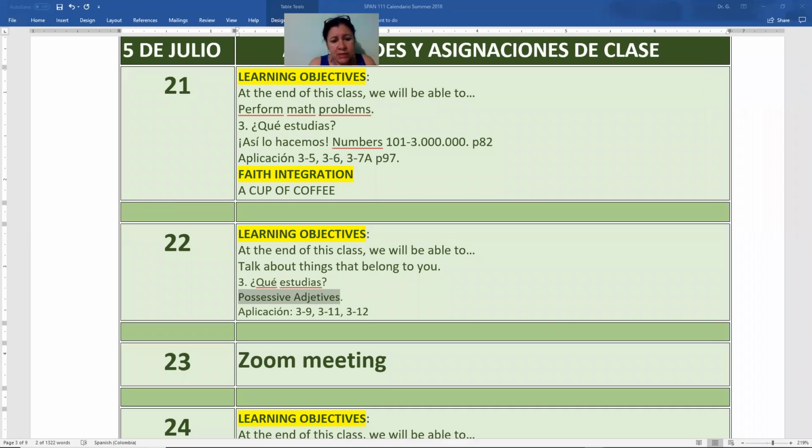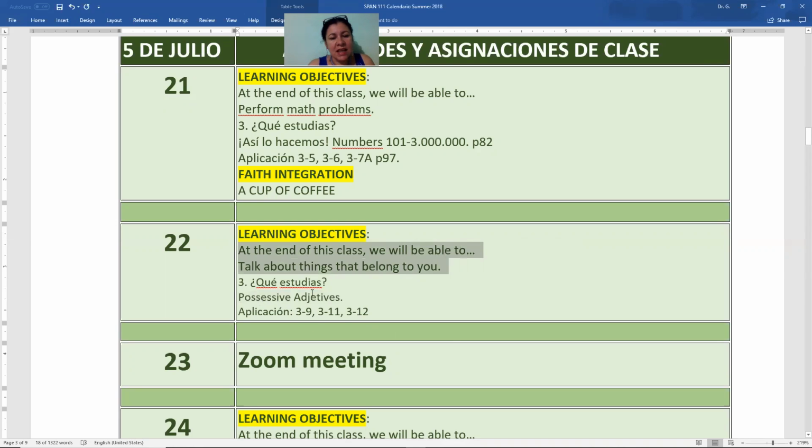Summer 3, 2018, and this is the plan and the learning objective for this part. We are here, topic is possessive adjectives. I'm not so sure I'm sharing my screen, so let me do that, chicos. Okay. So for this second session of the day, we have possessive adjectives, and the learning objective is that at the end of this class session, we will be able to talk about things that belong to us, to you, to the owner.